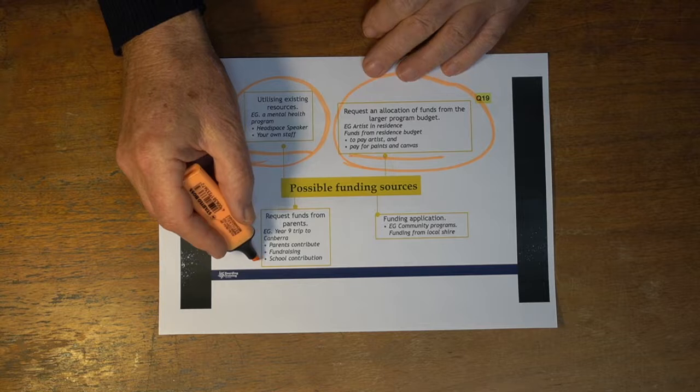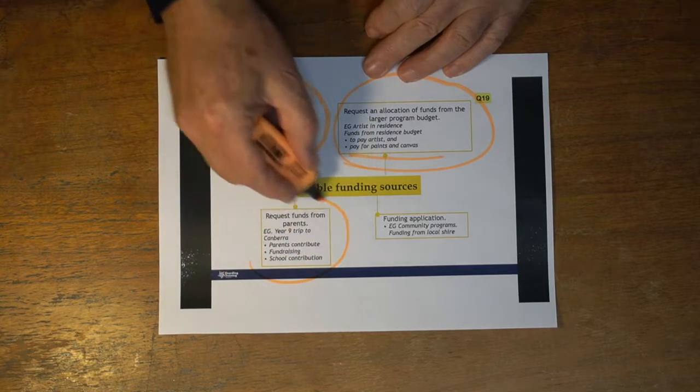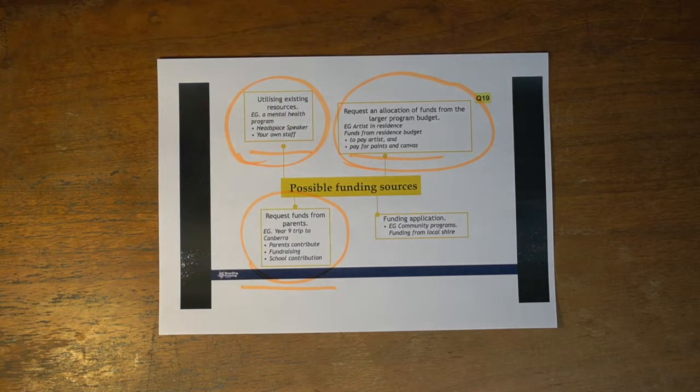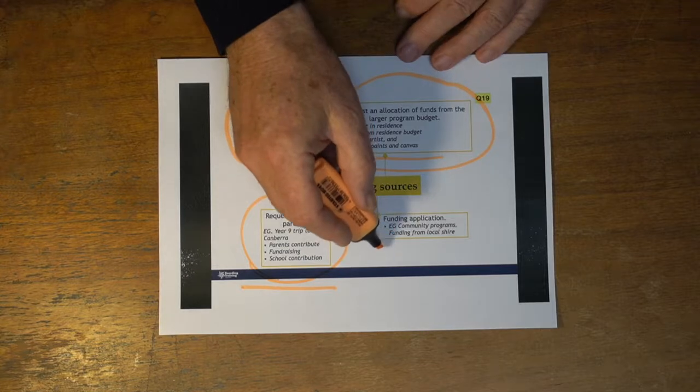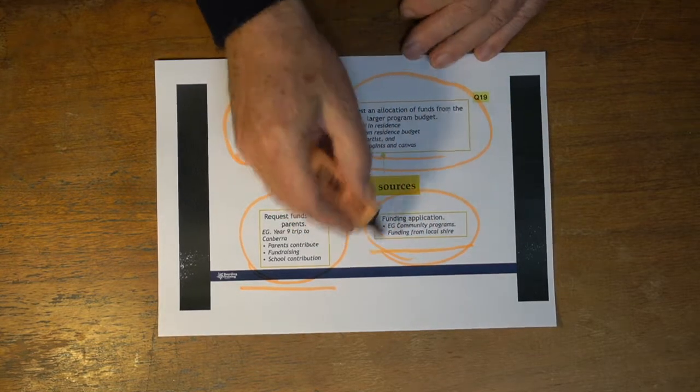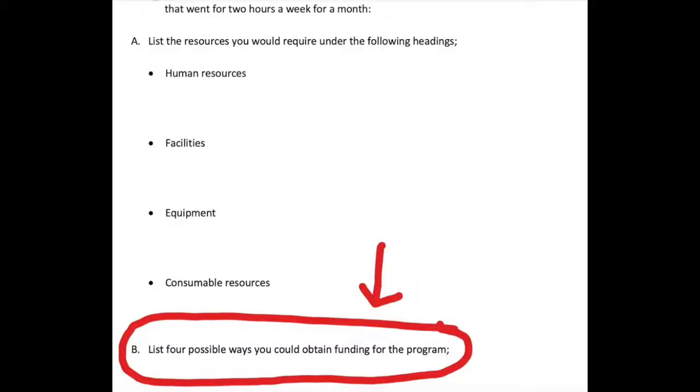You'd have some money from fundraising activities, sausage sizzles, car washes, all that sort of thing. And also probably a bit from the residents' budget. So you get a bit from each of them. And then you can get funding applications from community grants type programs from your local shire, that sort of thing. Question 18, and the second part of this question asks, list 4 possible ways you could obtain funding for the program.